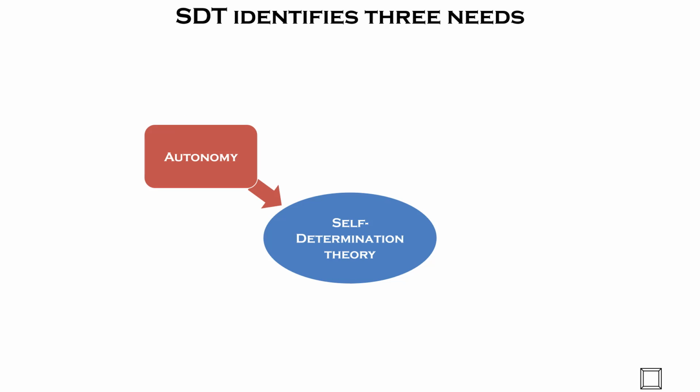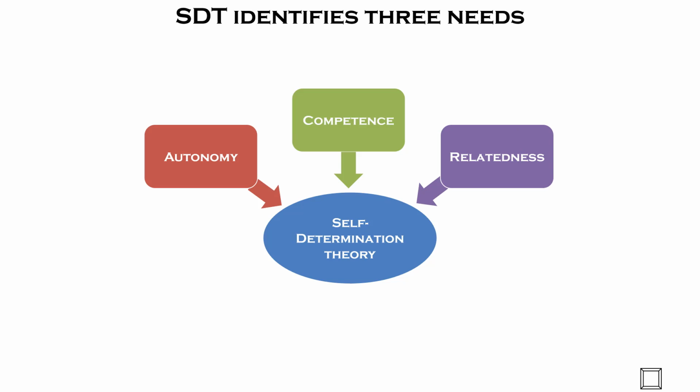1. Autonomy. That is the desire to be in charge of your own life and act in harmony with your integrated self. 2. Competence. That is, seek to control the outcome and experience mastery. 3. Relatedness. That is, the will to interact, be connected to, and experience caring for others.